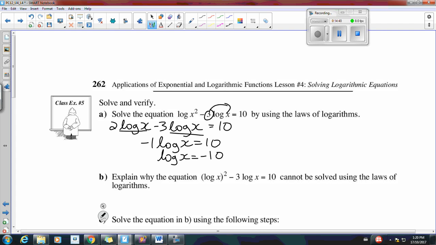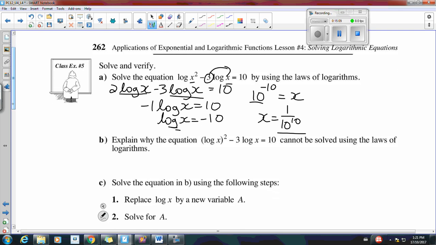Now I got a form I can work with because I have a logarithm and a constant, so I can change to exponential form. My base is 10. Remember, if no base is written, it's a base of 10. And if I want to write this with a positive exponent, I could also write it like this. So substituting in, you see that this is positive, so I have no problem inserting that into either one of those logarithms.